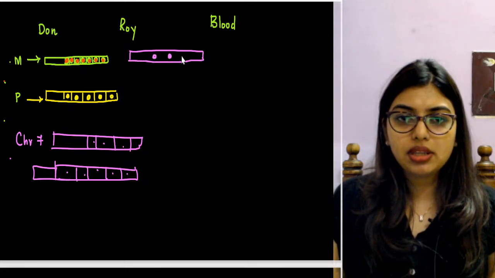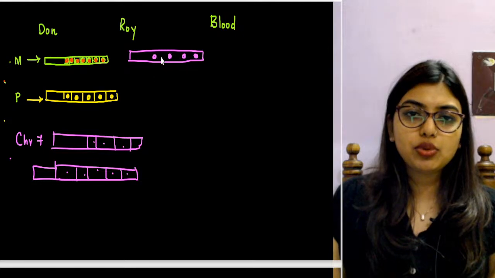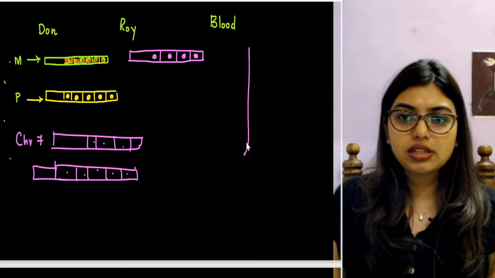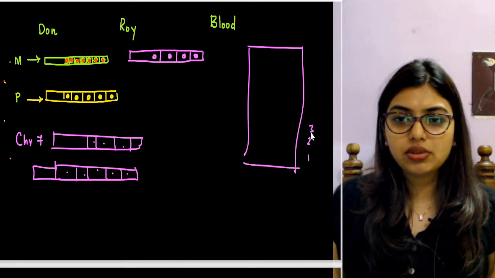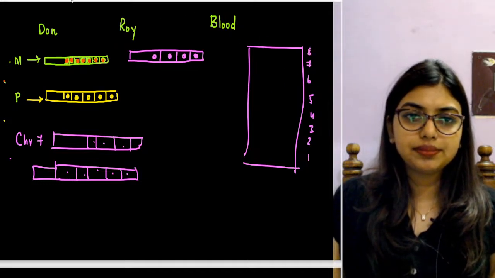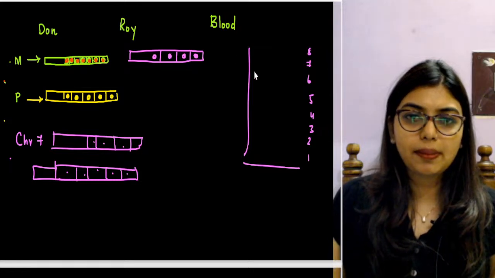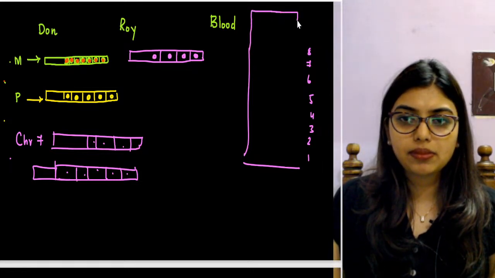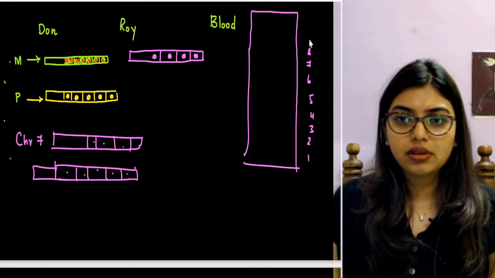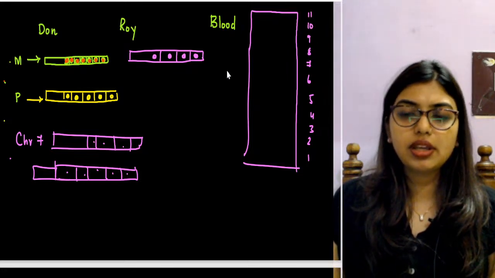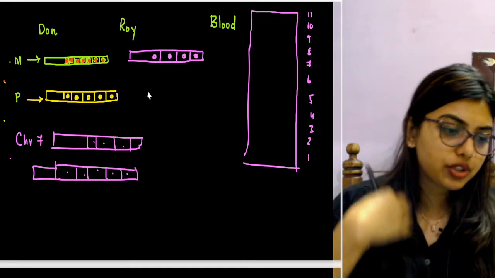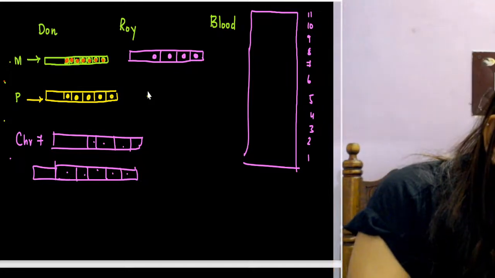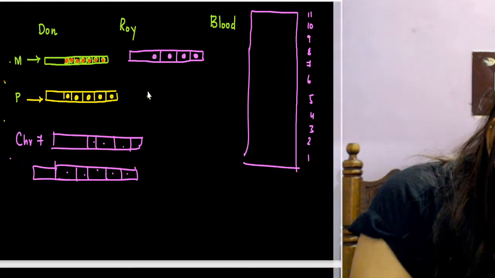So, just tell me in the gel electrophoresis, at what position is Roy's? Let's say this is the gel electrophoresis. 1, 2, 3, 4, 5, 6, 7, 8. One second, I have to draw a little bigger. 9, 10, 11. Okay, so tell me where will Dawn's first maternal fragment be. Answer quickly.